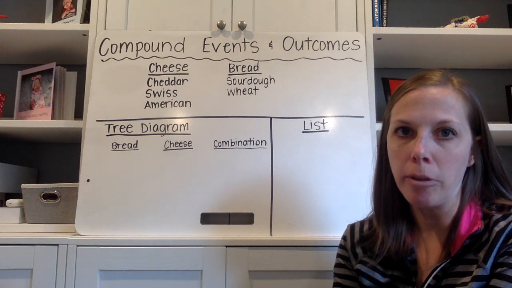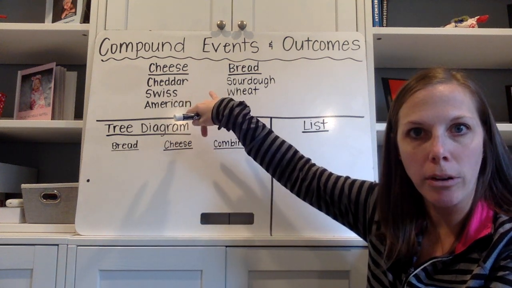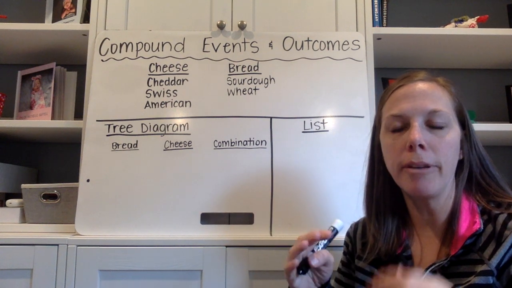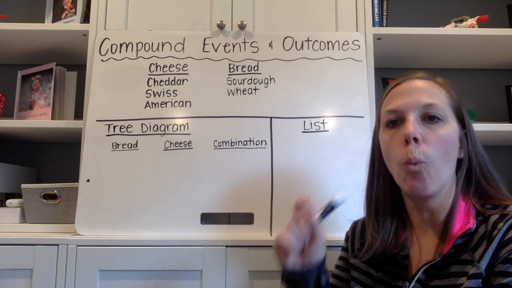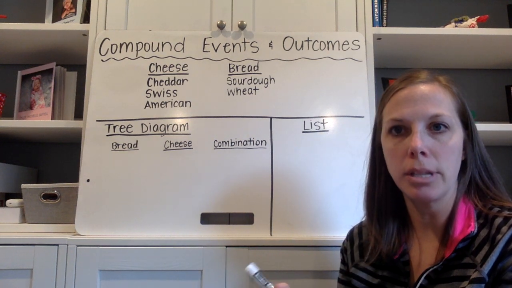Now, let's be real for a minute. This would be the best sandwich if I combined all the cheeses together, right? The American would be nice and gooey. Okay, yes, it'd be great if I used a slice of each. However, what I'm looking at is one type of bread, one type of cheese. How many combinations can I make?